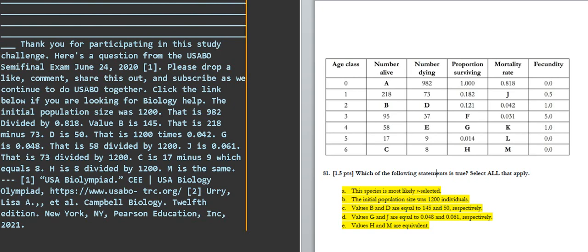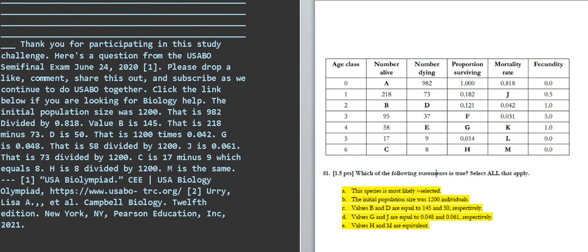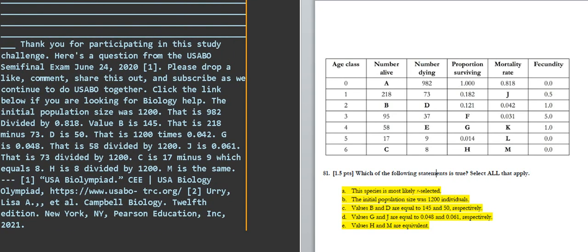G is 0.048. That is 58 divided by 1200. J is 0.061. That is 73 divided by 1200. C is 17 minus 9, which equals 8. H is 8 divided by 1200. M is the same.